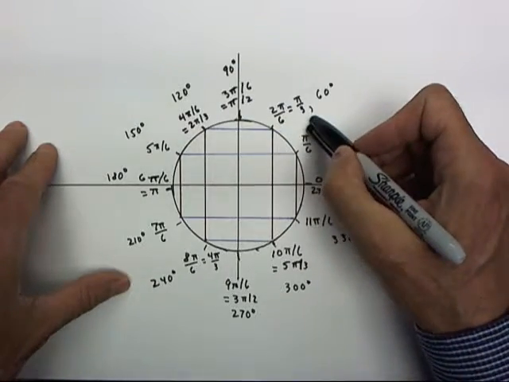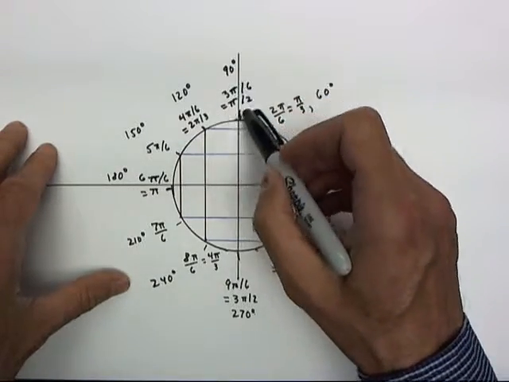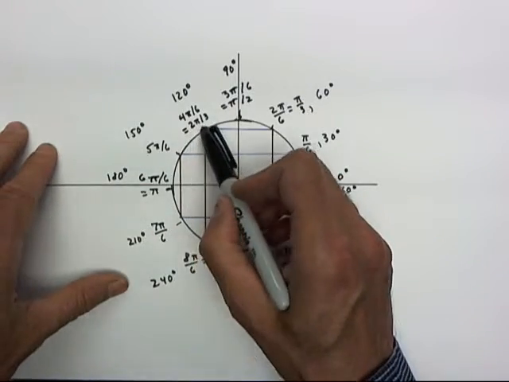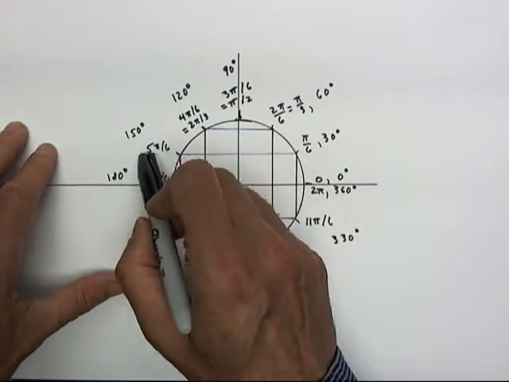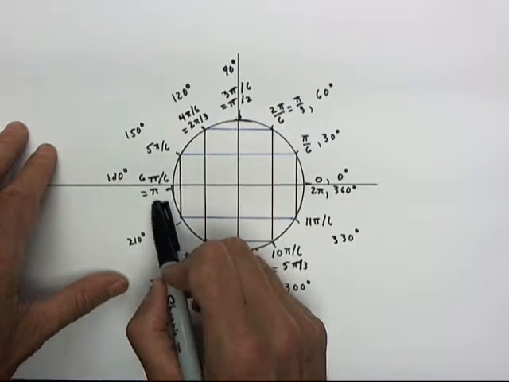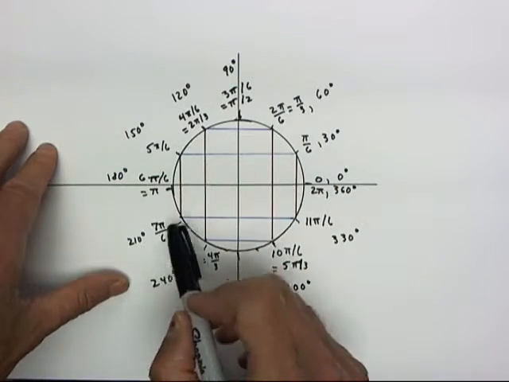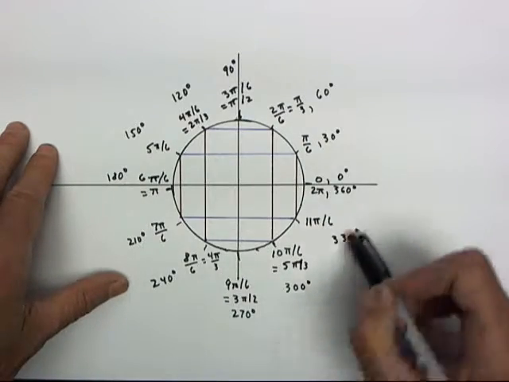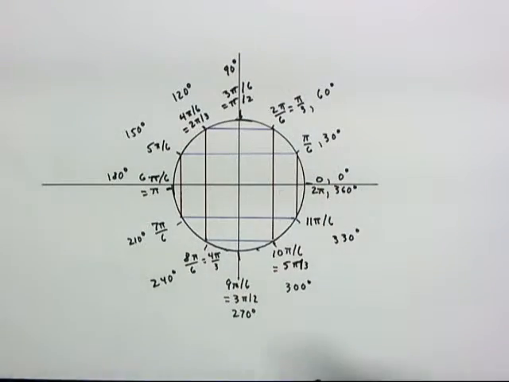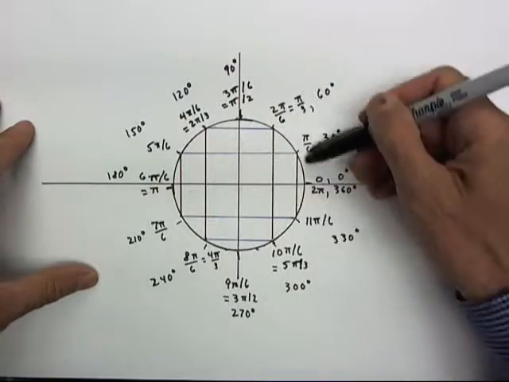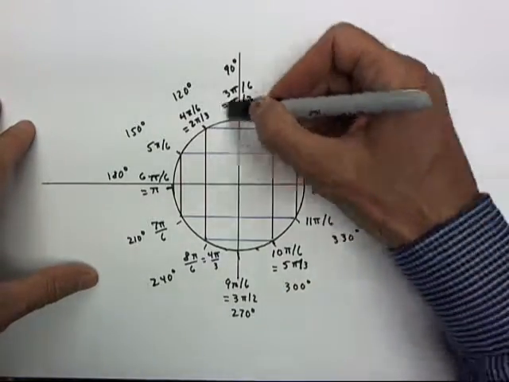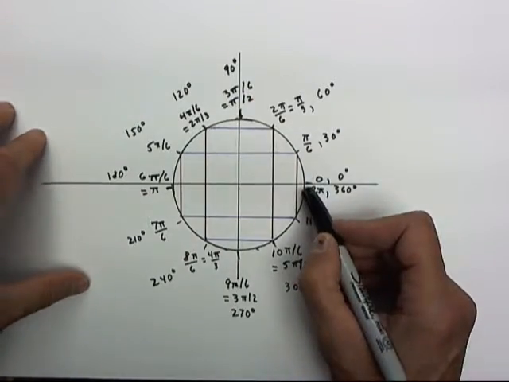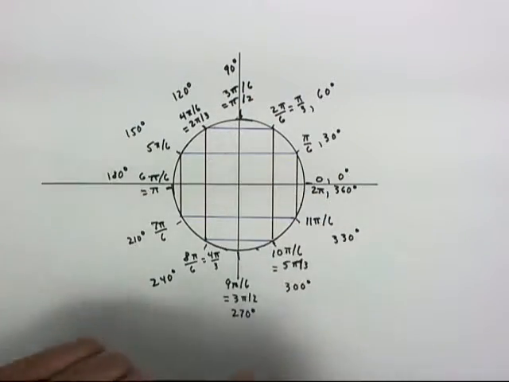2 pi over 6 reduces to pi over 3. 3 pi over 6 reduces to pi over 2. And so forth, getting 2 pi over 3, 5 pi over 6, which doesn't reduce. Pi, 7 pi over 6 doesn't reduce. 4 pi over 3 is reduced from 8 pi over 6, etc. So we have these basic angles. Again, we've broken the circle into 12 equal arcs, and we've labeled the angles starting from this point, moving counterclockwise.